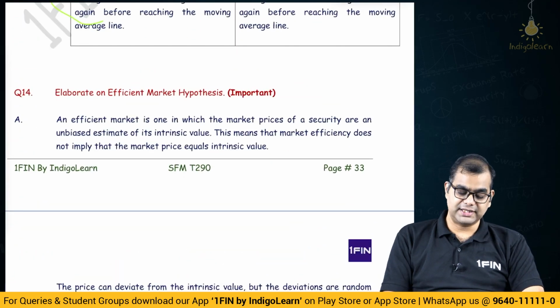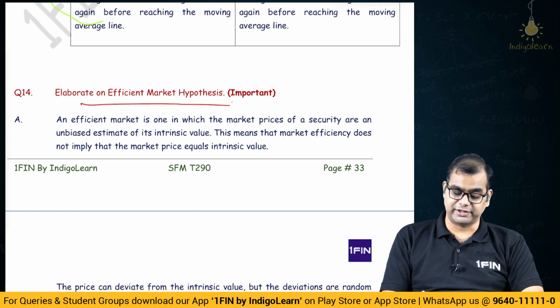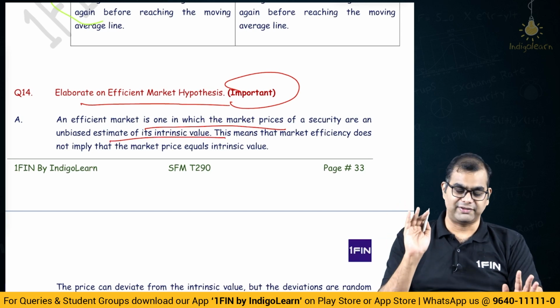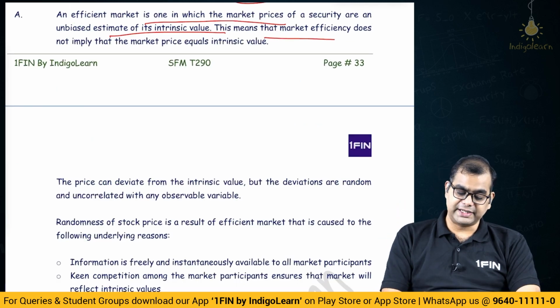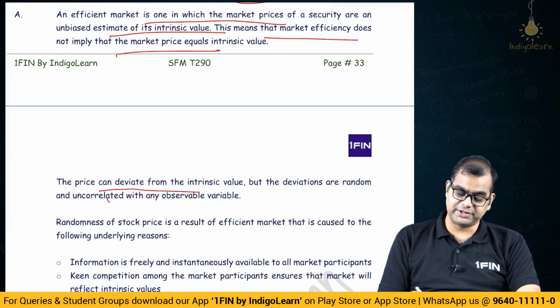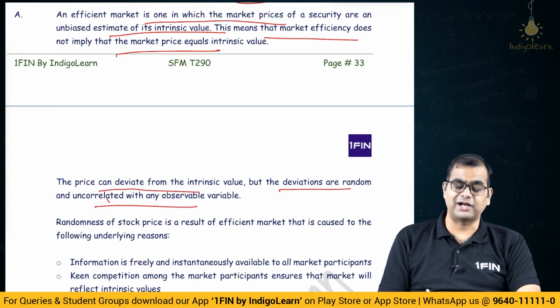Okay, then we have something called the efficient market hypothesis. This is an important one. What is the efficient market hypothesis? An efficient market hypothesis is one in which the market price of a security is an unbiased estimate of its intrinsic value. So all possible information is available in the market. This means that market efficiency does not imply that price equals intrinsic value, but price can deviate from intrinsic value, but the deviations are random and uncorrelated.